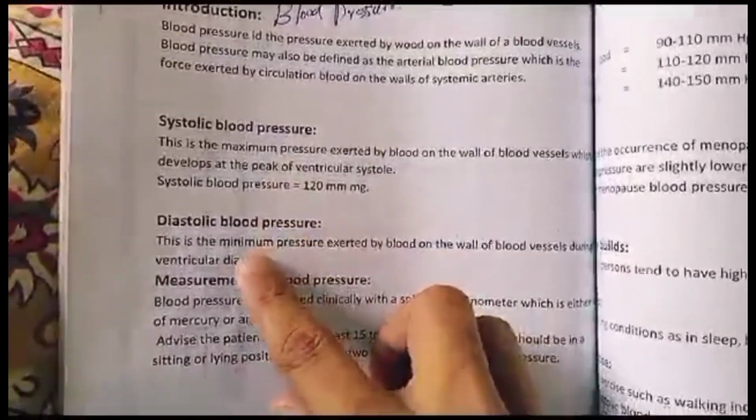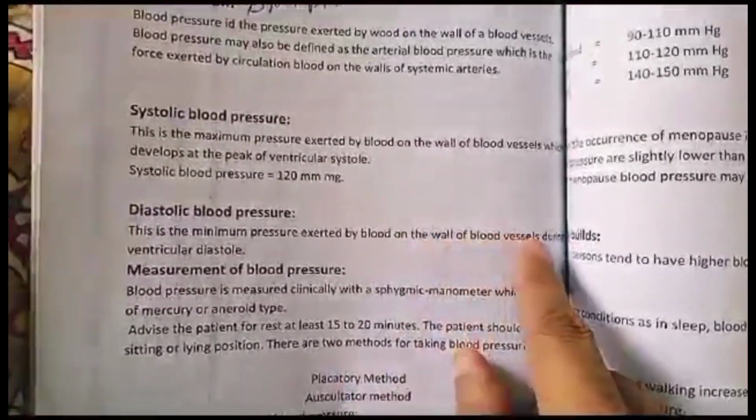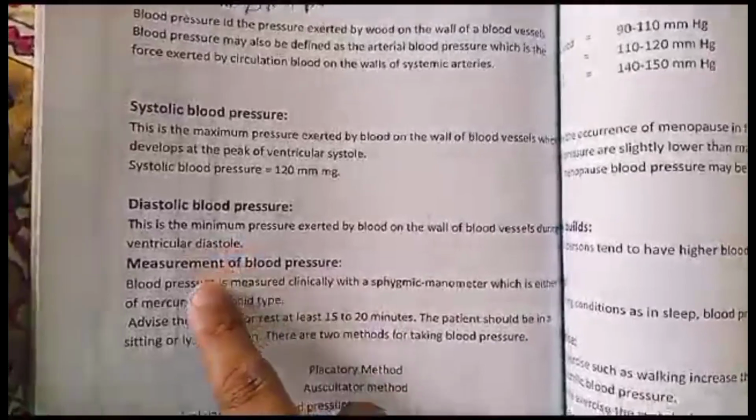Diastolic blood pressure. This is the minimum pressure exerted by blood on the wall of blood vessels during ventricular diastole.